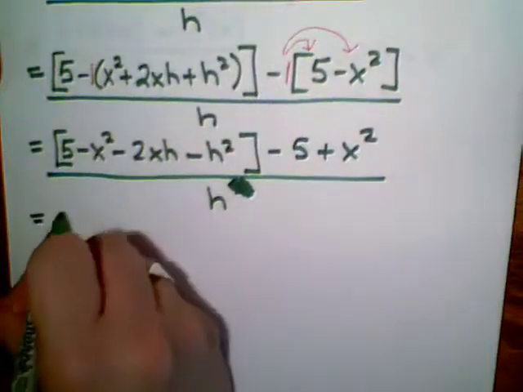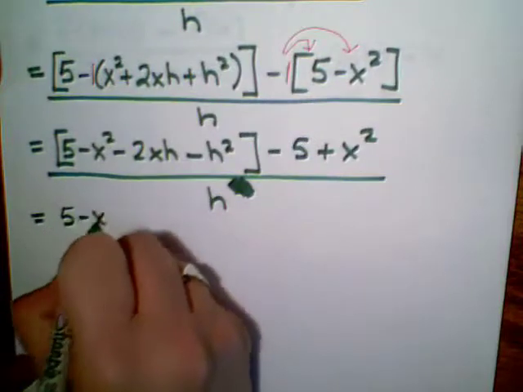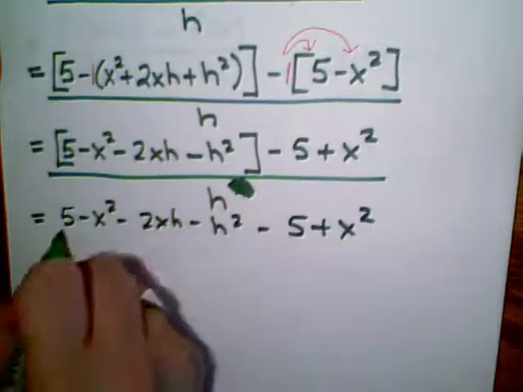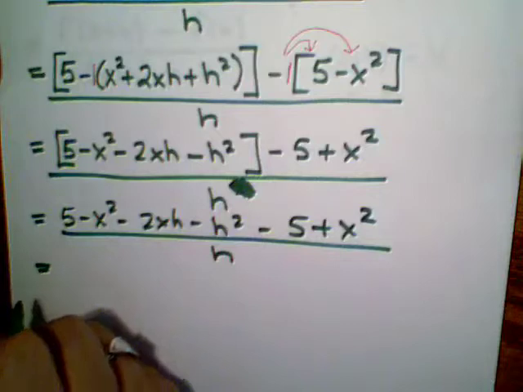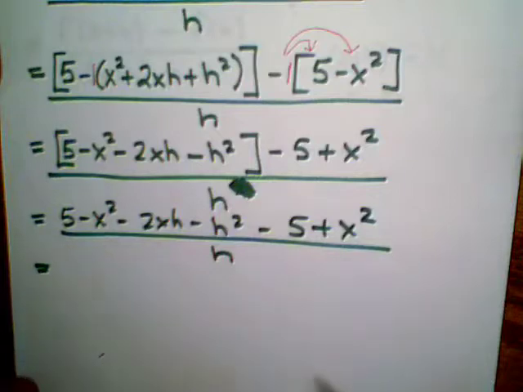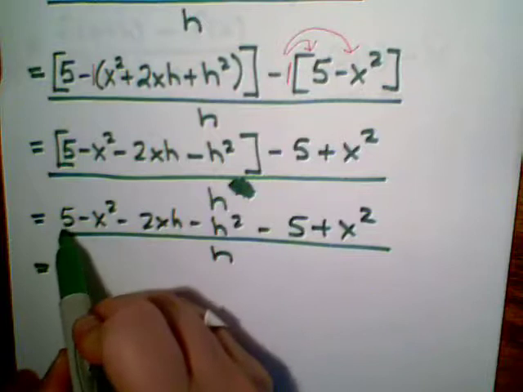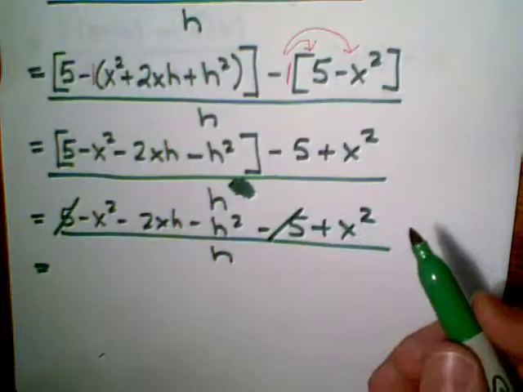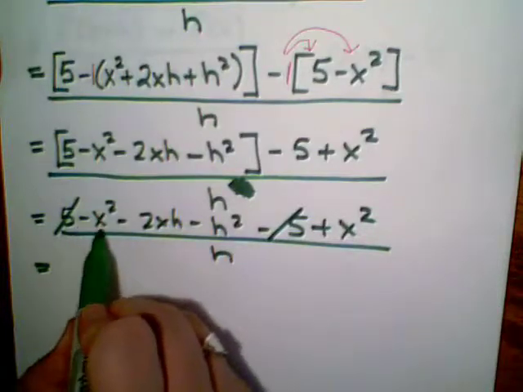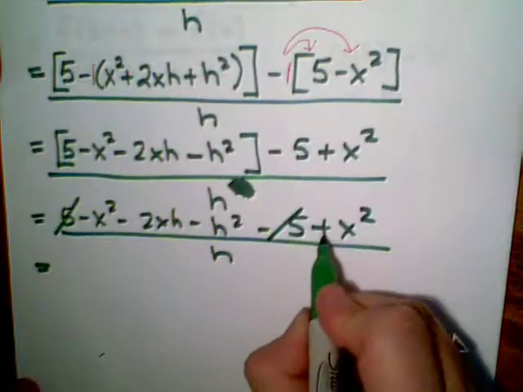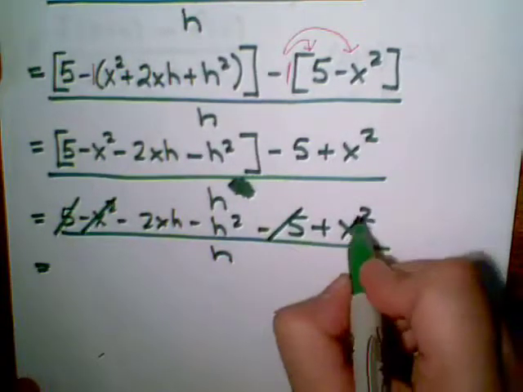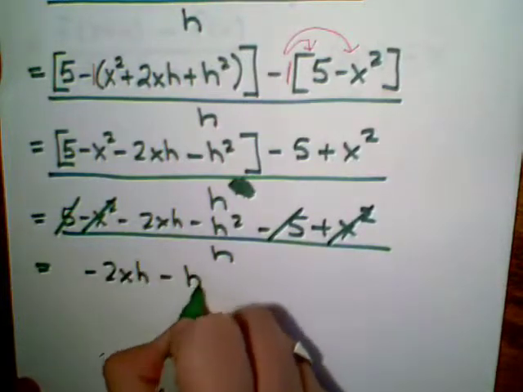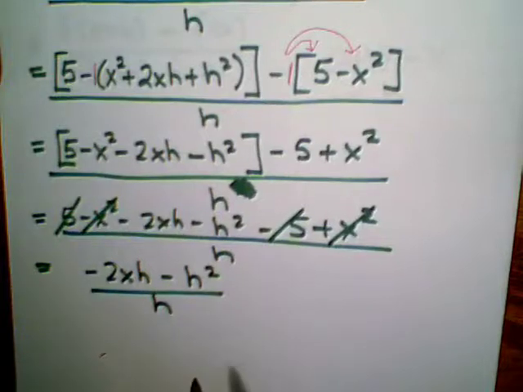Okay. Well, in the numerator we have 5 minus x squared minus 2xh minus h squared minus 5 plus x squared all over h. We really don't need that first set of brackets. The associative property says we can take them away. And we see that the constants 5 and -5 cancel because they add up to 0. And we have these terms opposite x squared and x squared, a negative term and a positive term that also add up to 0. So we've simplified the numerator to two terms.